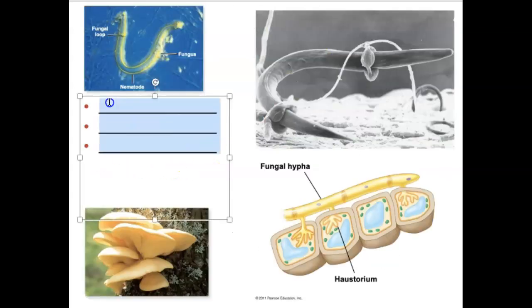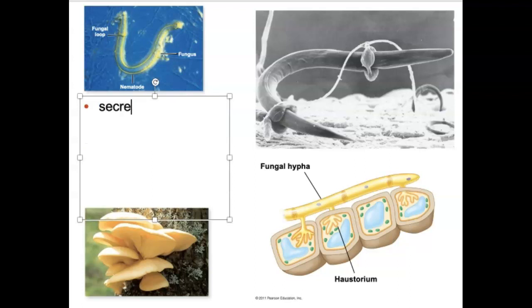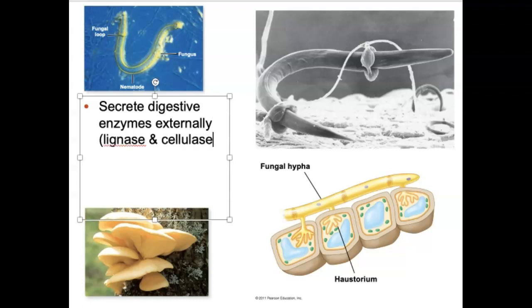So, okay, other features to mention briefly here. Some of these are repeats. So they secrete digestive enzymes. The 2 key digestive enzymes are lignase and cellulase. Lignin is a fiber in wood. Cellulose is a fiber in plant cell walls. Fungi have the ability to break it down and decompose it.